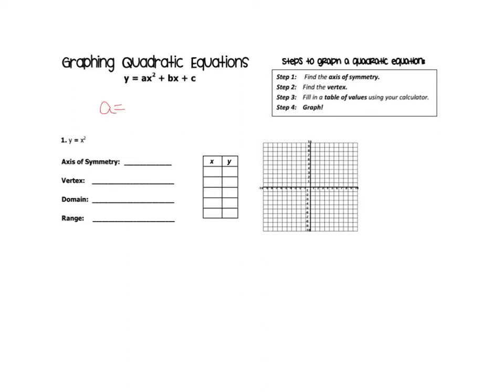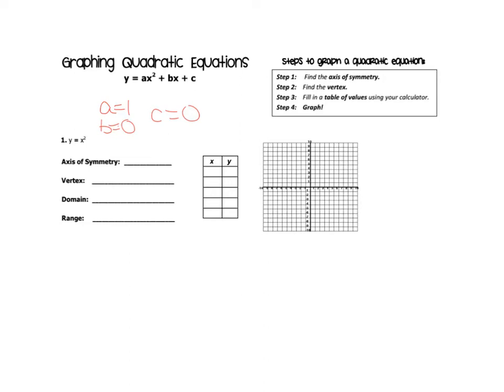A is the coefficient of the squared term, so that's going to be 1. There is no x term, so b is 0. And there is no constant, so c is also 0. This would be x squared plus 0 plus 0, right? So these zeros are kind of nice. They're going to make life maybe a little easier for us.